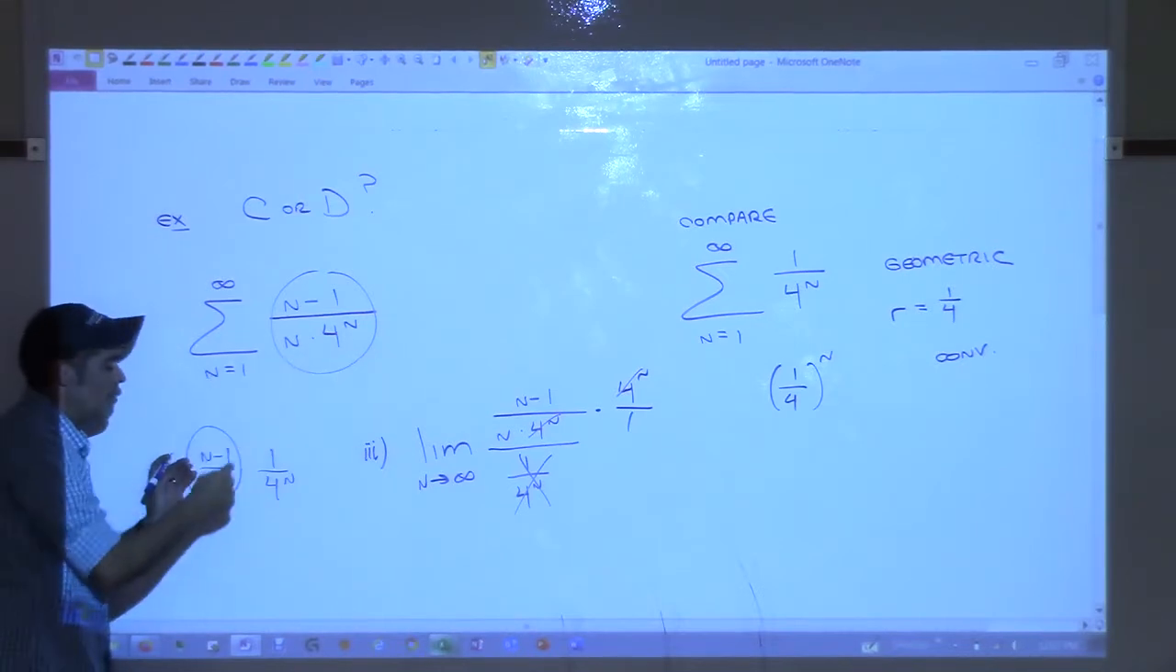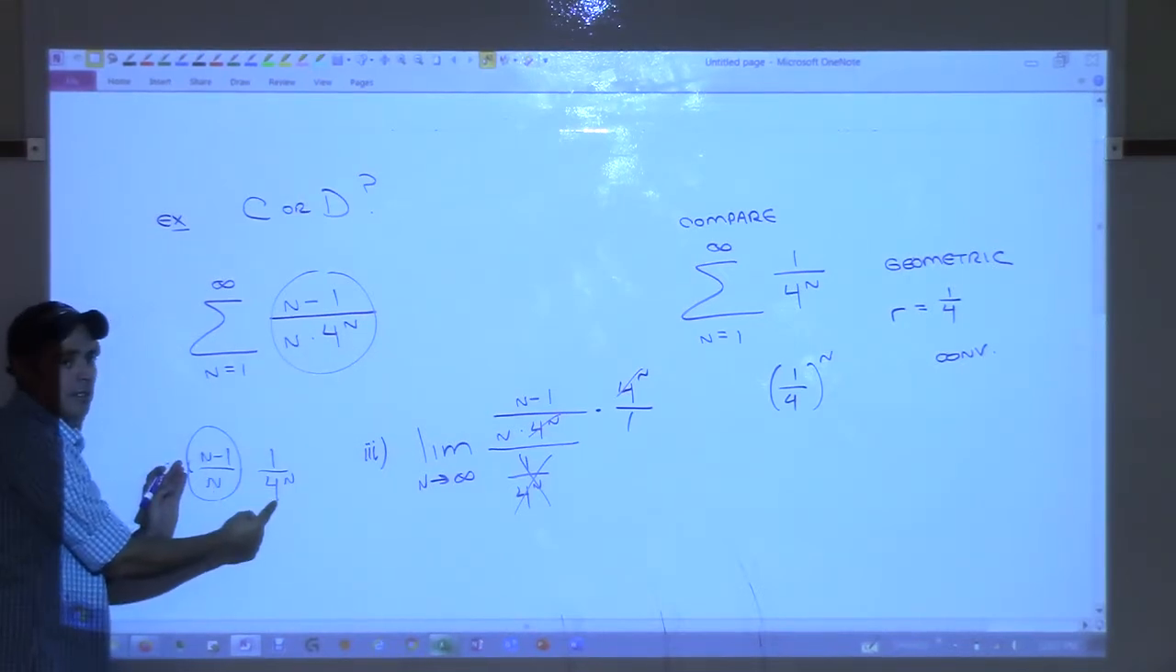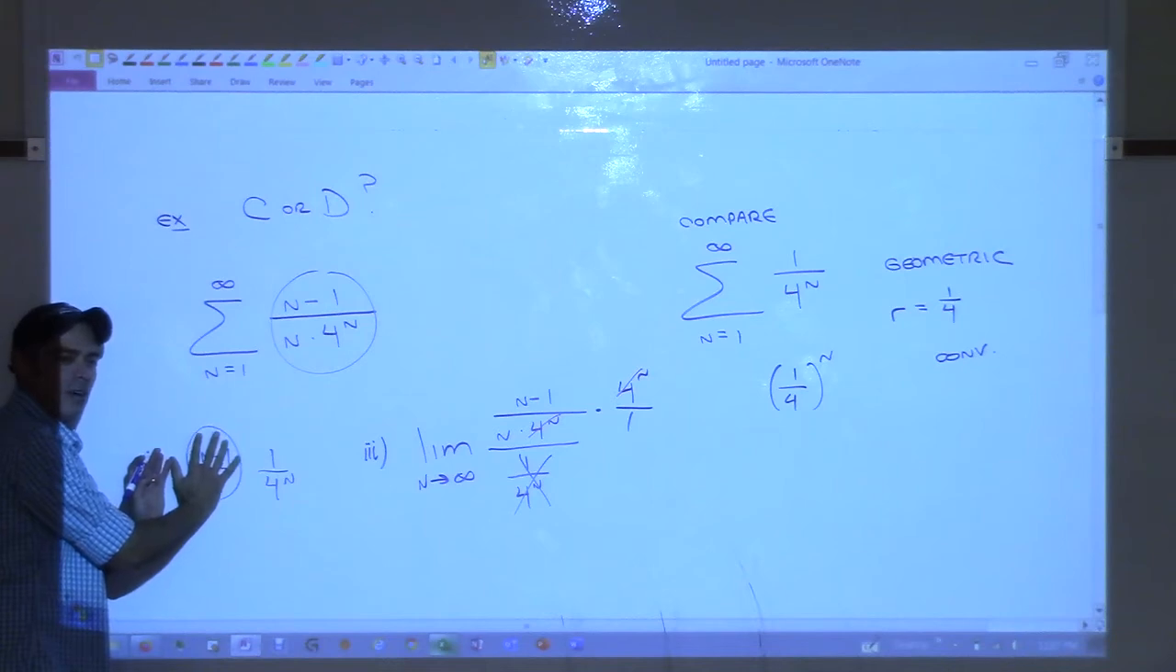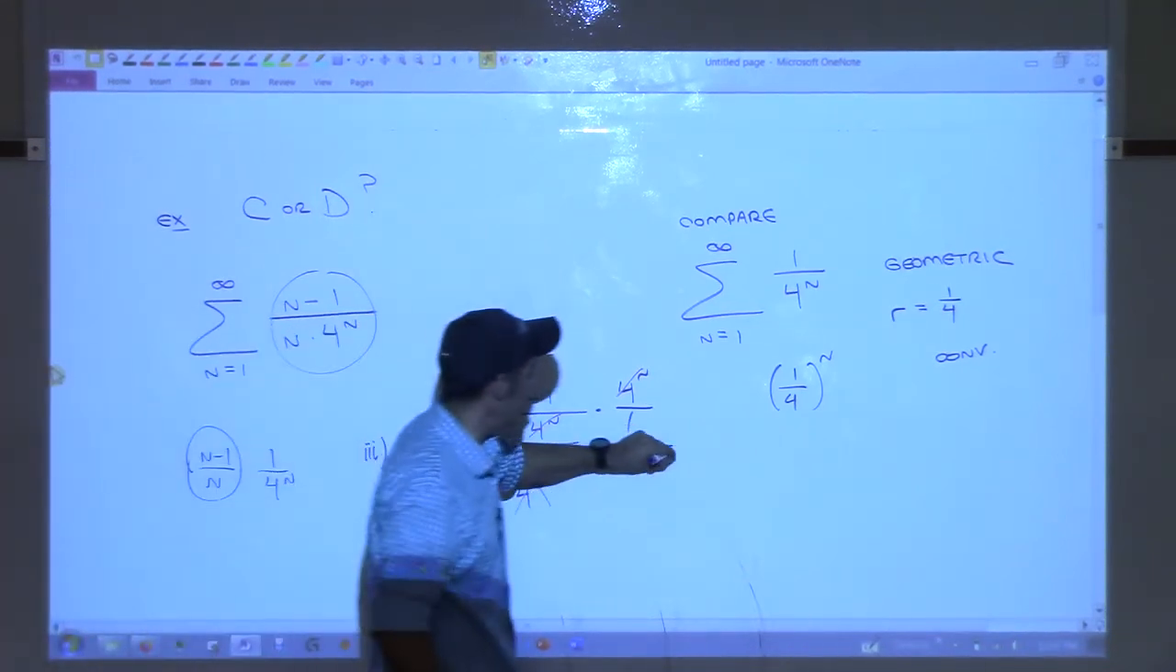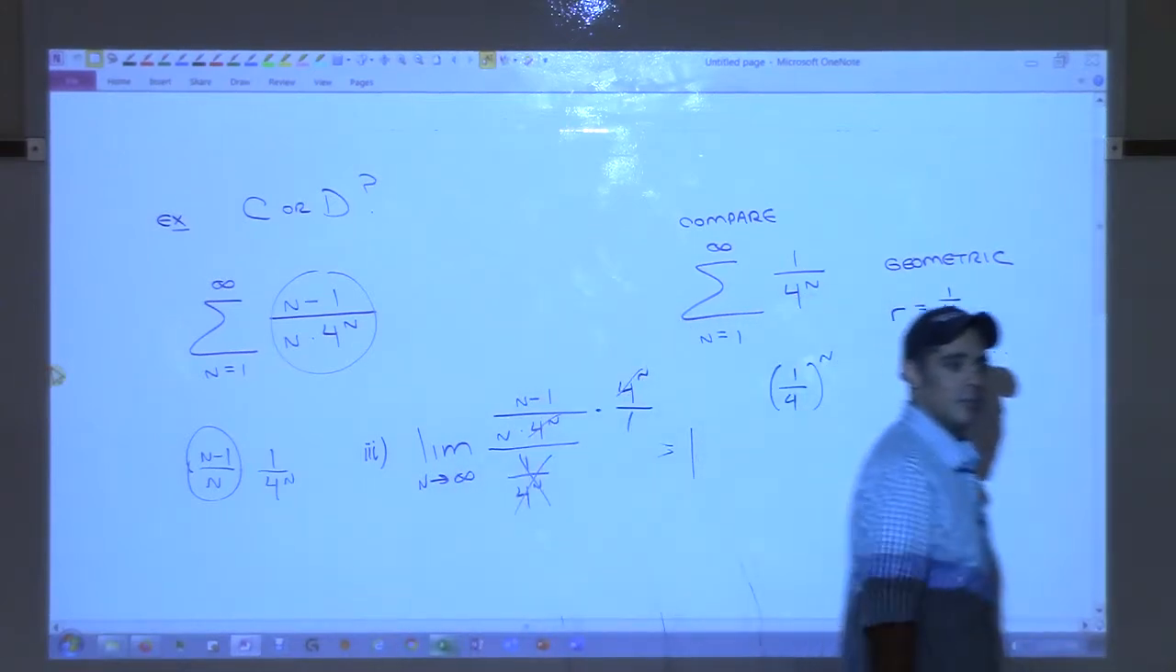Okay. So I'm going to compare it to that and not look at that at all. And it turns out it's fine. It just turns out this limit turns out to be 1. That's a positive constant. We're in business.